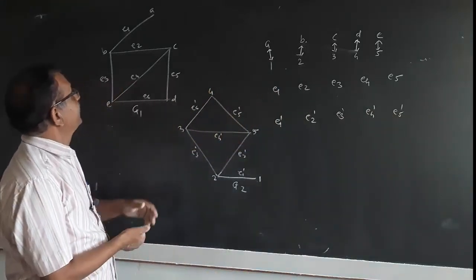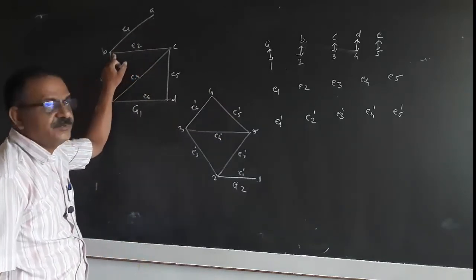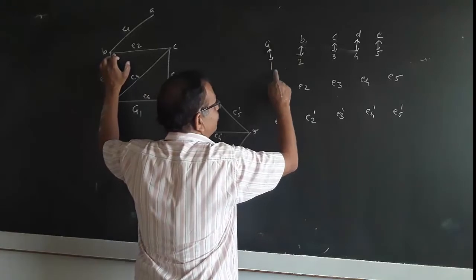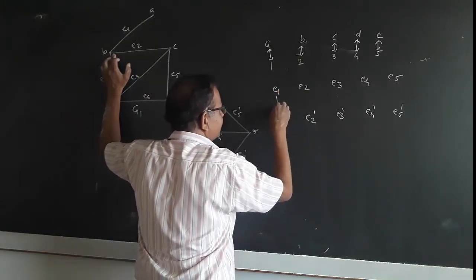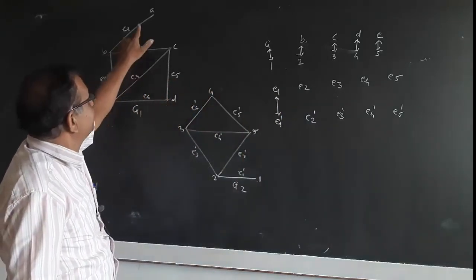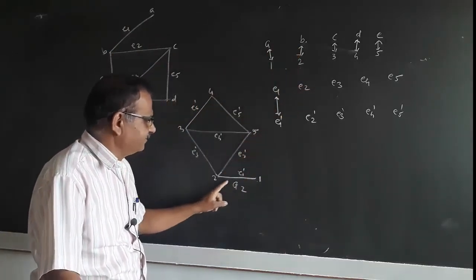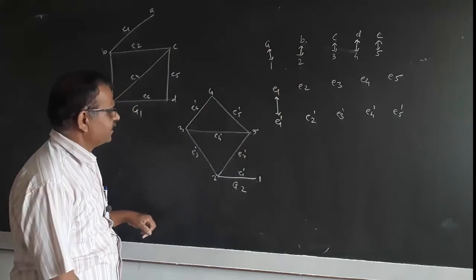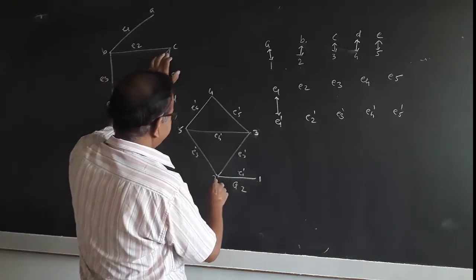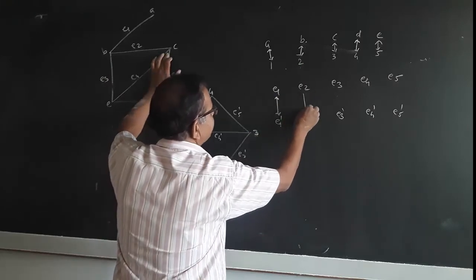Now, E1 is between A and B, and E1 dash is between 1 and 2. A and B correspond to 1 and 2. Therefore, E1 must correspond with E1 dash with the vertex incidence relationship. In similar fashion, E2 is between B and C, and B and C correspond to 2 and 3. Therefore, this happens for E2 with E2 dash.